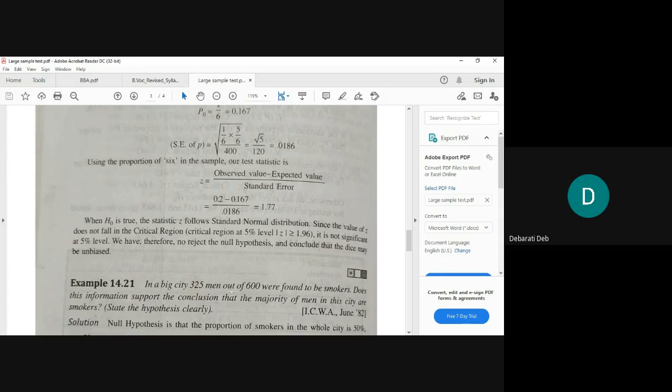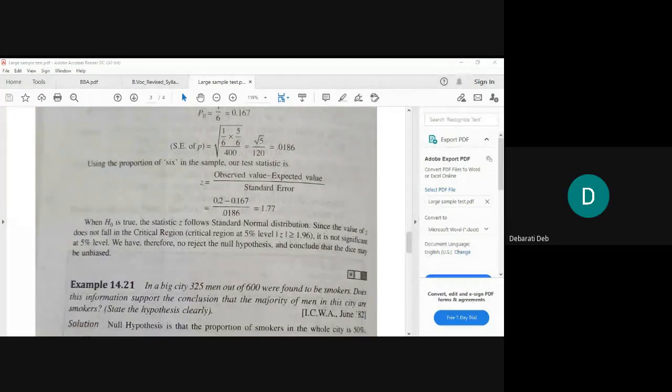1.77. Are you getting this answer? This is a simple calculation. Do it and tell me. Yes, ma'am. Okay. Others? Just one or two of you tell me whether you have got this answer. Have you got this answer? Tell me. 1.77.